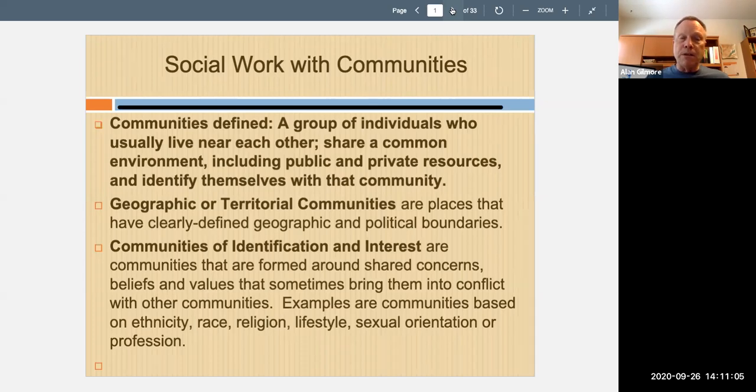But you could also be talking about communities of identification and interests. These are communities that are formed around shared concerns, beliefs, and values that sometimes bring them into conflict with other communities. So examples are communities that might be based on ethnicity, race, religion, lifestyle, sexual orientation, or profession.